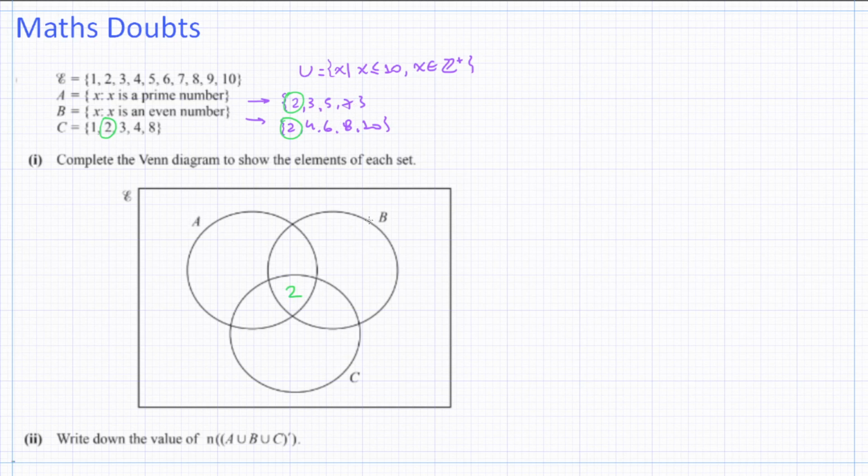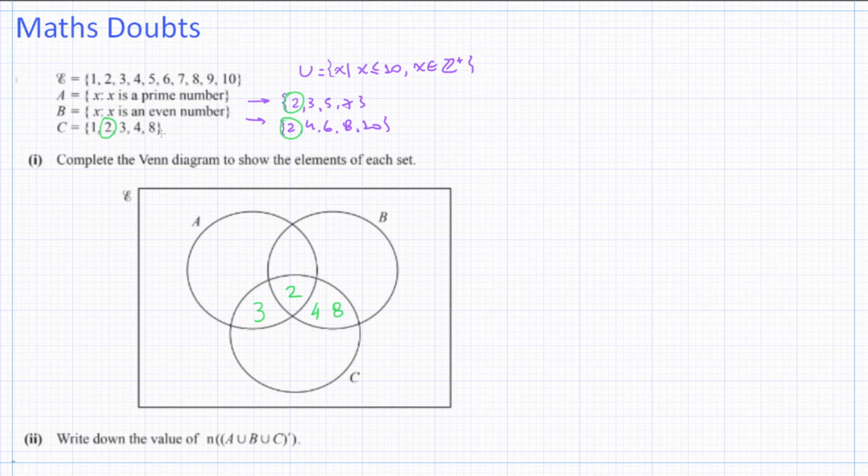Now, what about the intersection of A and B? If we look at A and B, what do they have in common? Besides 2, nothing. So here will be empty. You don't have to put anything in here, right? Now, what about the intersection of A and C? A and C, we also have 3, right? There's also 3 here. And what about B and C? Well, B and C, so 4 and 8, right?